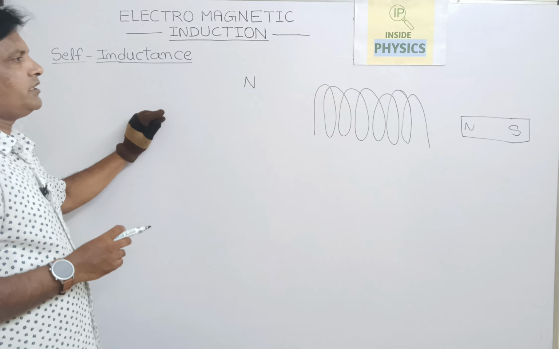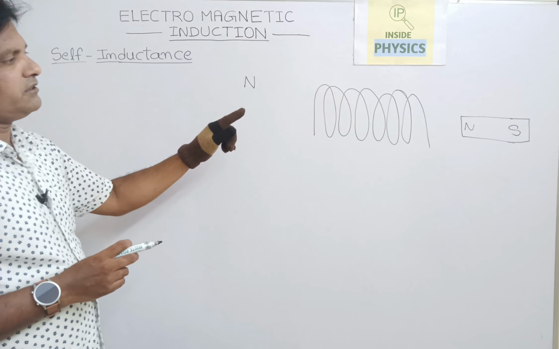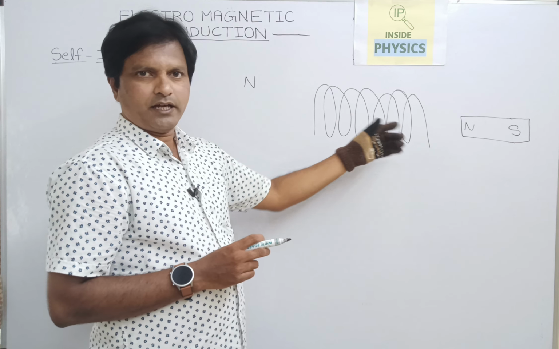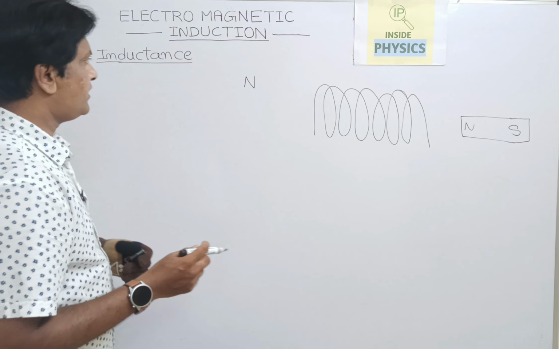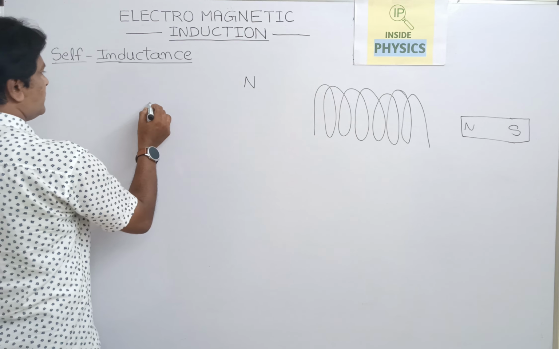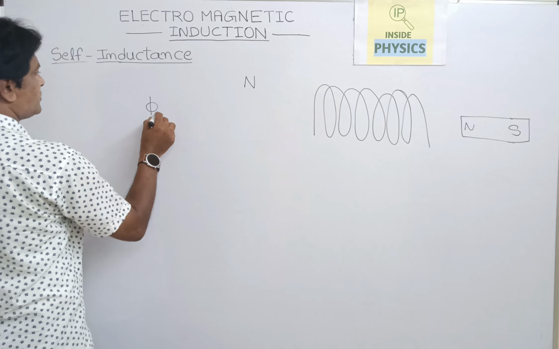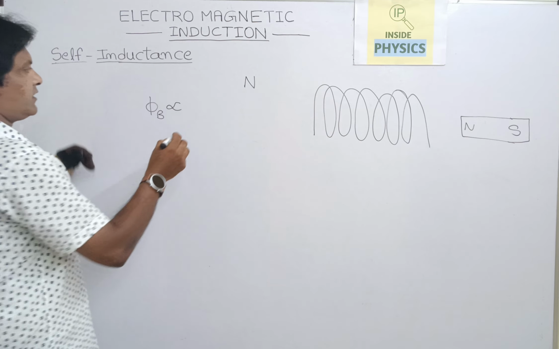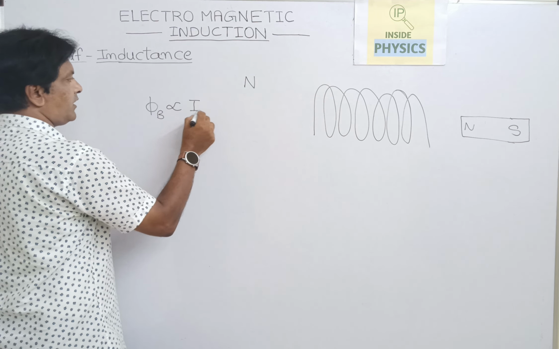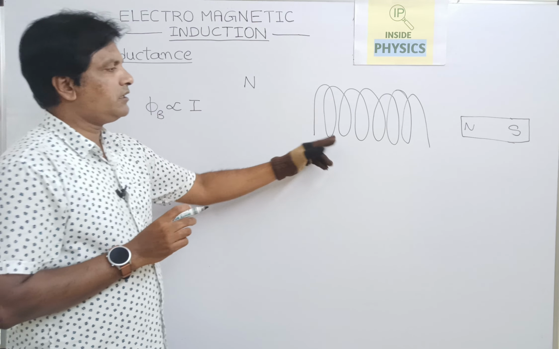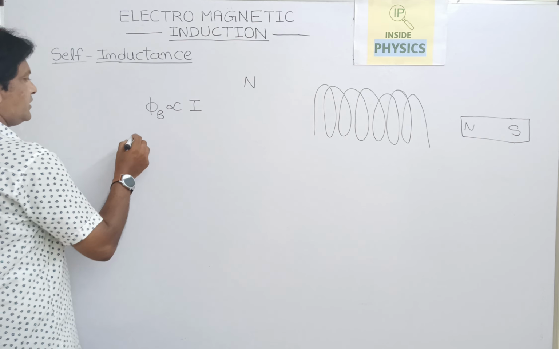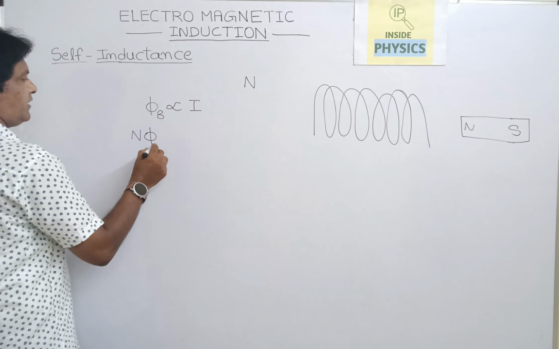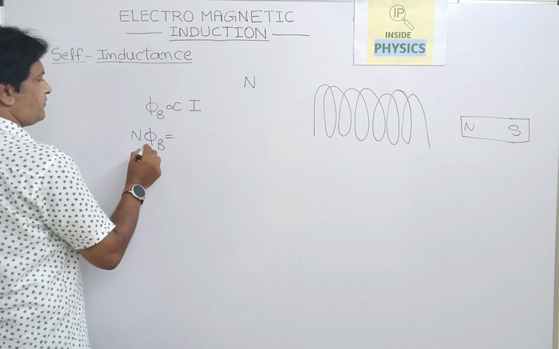Here we will see that the variation of flux and the induced current have some relation. So what is that relation? The variation of flux is directly proportional to the current in the coil. So if we have the number of turns as N, we can write it as N phi B.